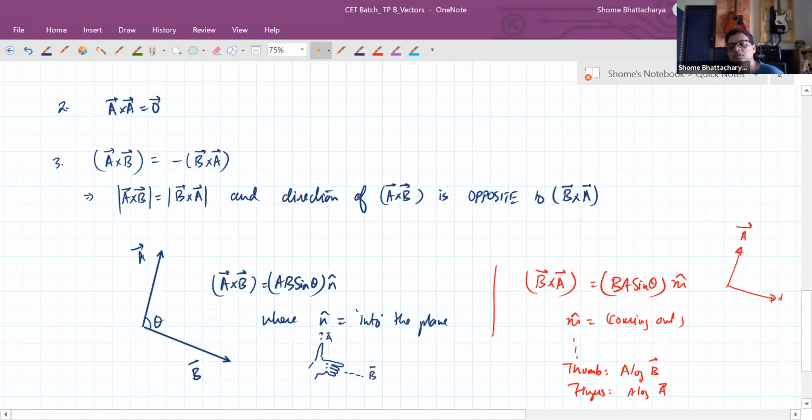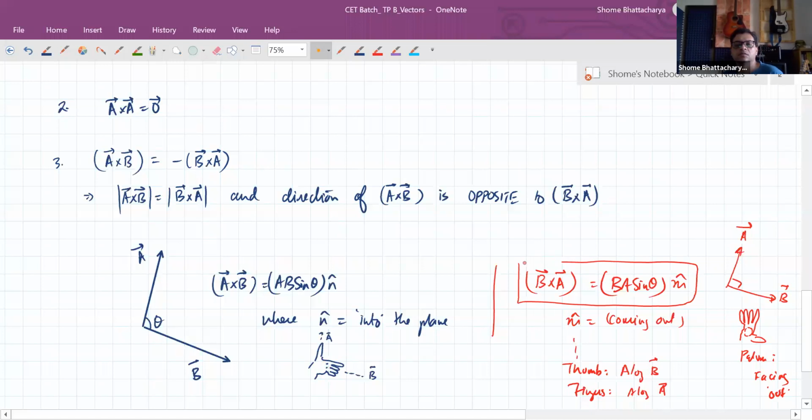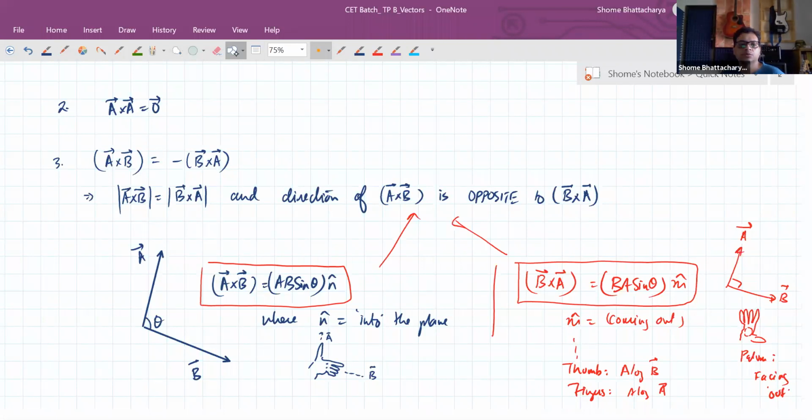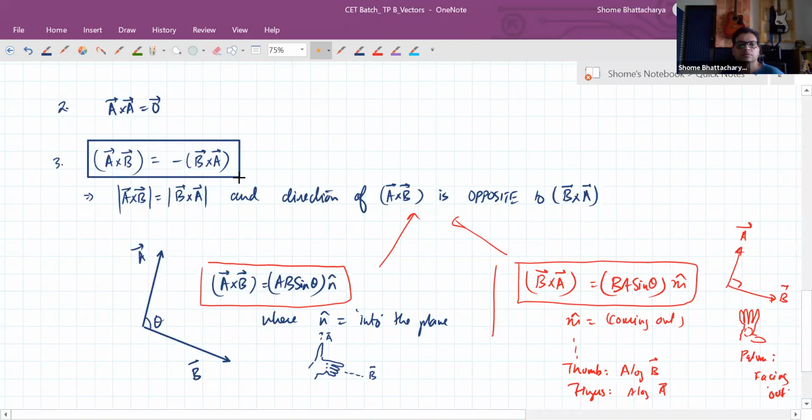A and B, you'll have to place your thumb along this direction, B's direction, and you'll have to place your fingers along A, because we are doing B cross A. No, we are not doing A cross B. So the first vector is B, the second one. So your palm is facing out. So now if you compare this vector with this vector, you can see they have this property that they are opposite in direction but equal in magnitude. Hence we have this property of cross product that A cross B is minus of B cross A.